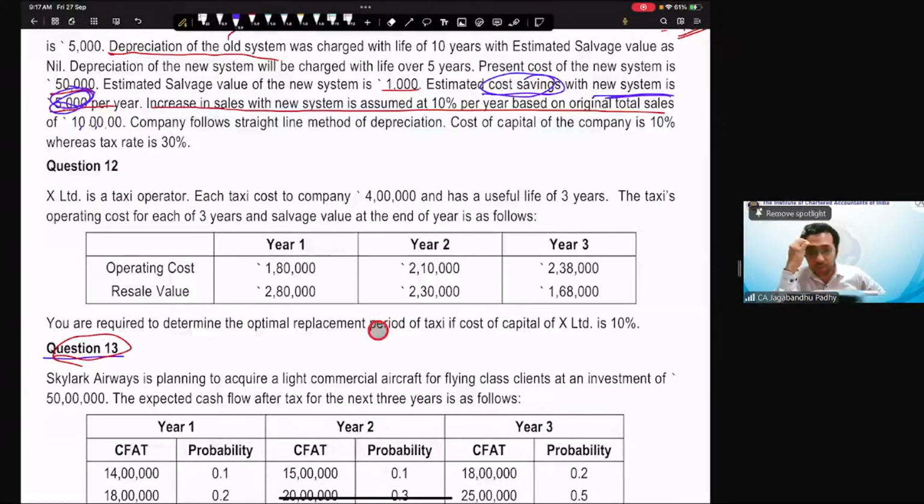Is the question clear? Because unless the question is clear, we will not get to know what we are really solving. Are you understanding what the question is asking you? Everyone? The question is asking us to determine at what intervals you should replace the asset. Should it be replaced every year, or every 2 years, or after every 3 years? So you have to determine the optimal replacement.